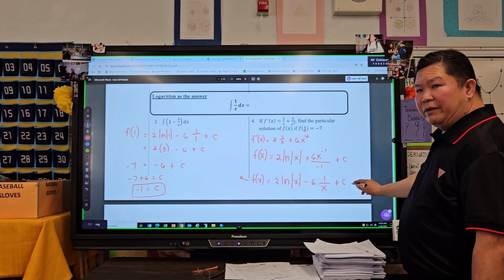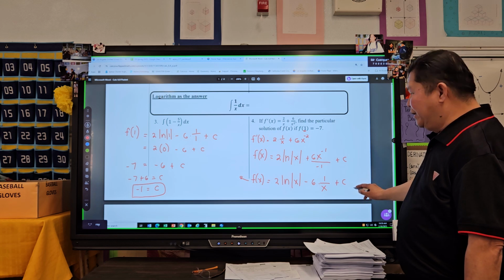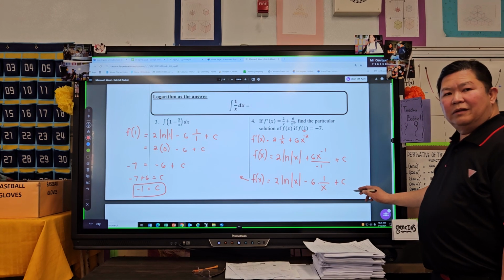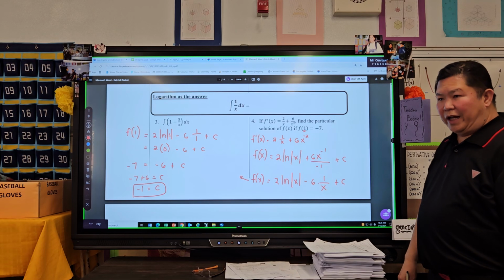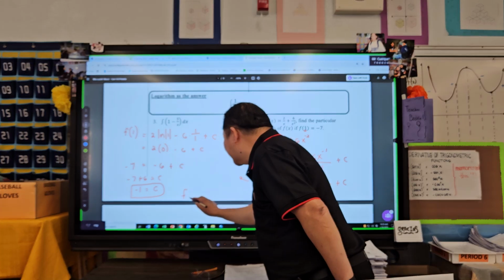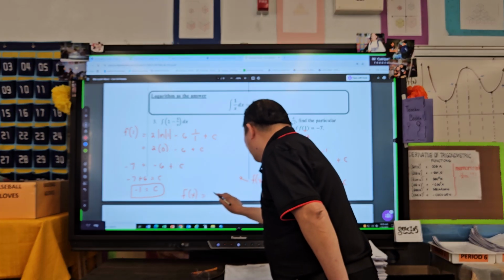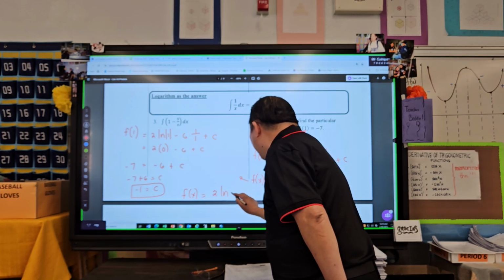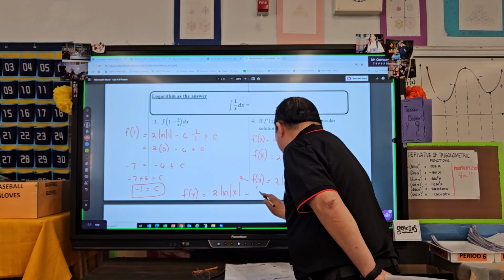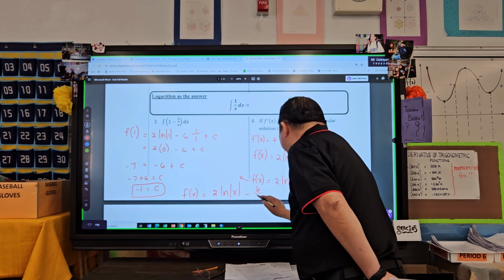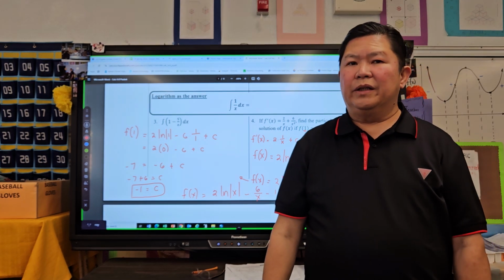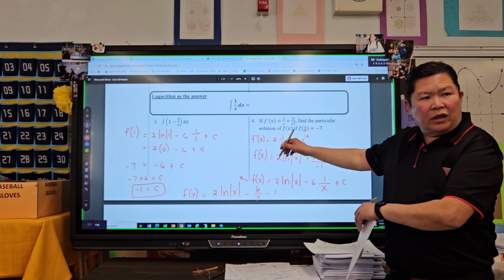Can you do it by yourself now for the final answer? Just plug in the C. What is C? Negative 1. So the final answer for this one: f of x is now equal to 2 ln x minus 6 over x minus 1. That's our final answer. So this is now a particular solution.